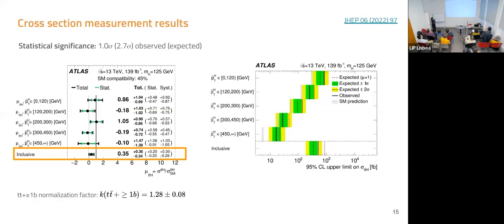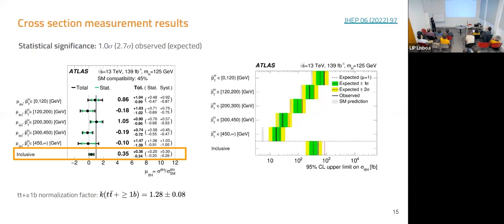This brings me to the results from the cross-section measurement. So the statistical significance for observing TTH, Higgs to BB, is 1 sigma observed, while 2.7 sigma was expected. Of course, this means that we cannot claim evidence for this process in this channel alone. But of course, we know that TTH exists because we have measured it, and we know that Higgs to BB exists because we have measured it. So it still makes sense to calculate the signal strength independently in this channel.